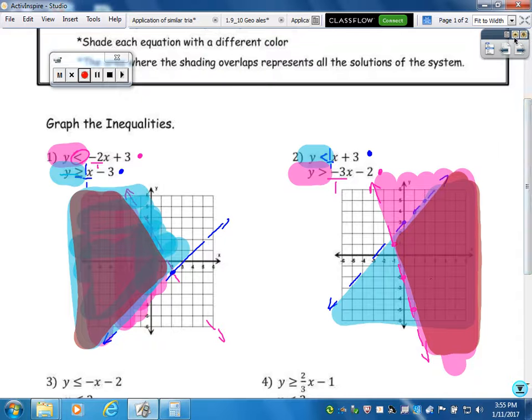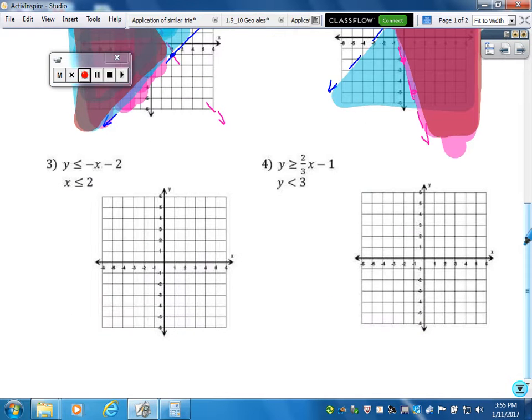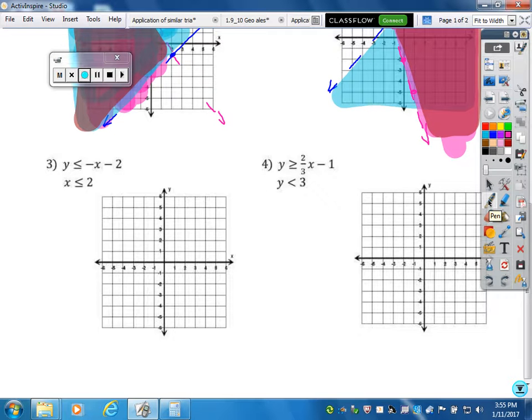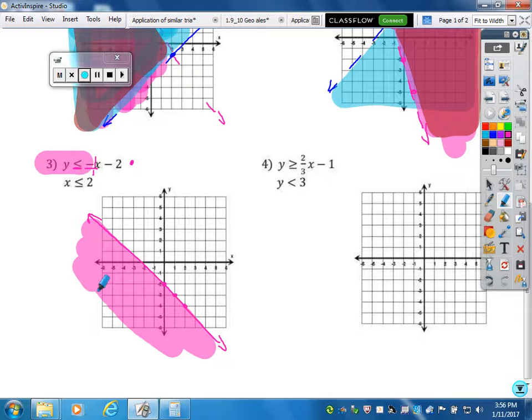Alright, next one. Switch up to a color again. I'm going to do the first one in pink. And it says start at negative 2. So I've got a slope of negative 1 over 1, which says down 1 over 1. So down and over, just like so. Got that line right there, which means do a solid line. If you have a highlighter, switch over to it, because it says we need all my values less than that line. So less than, here are my less than values on my y, so I'm going to go below that line.